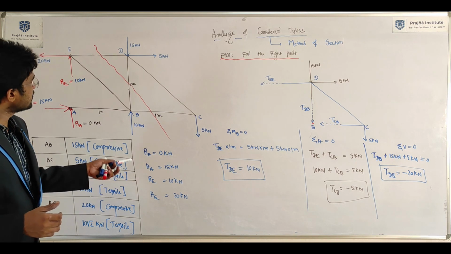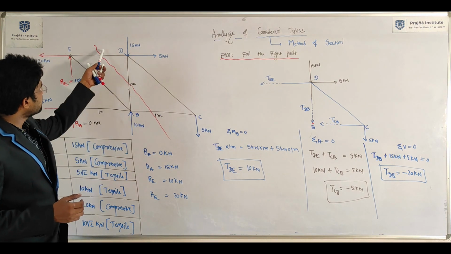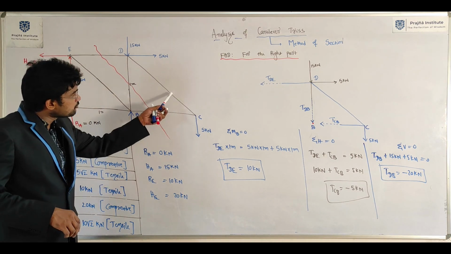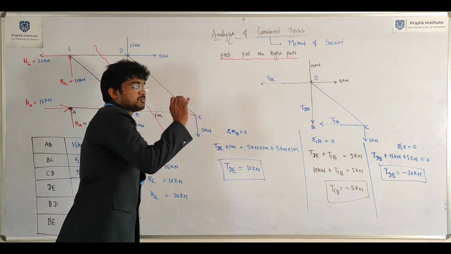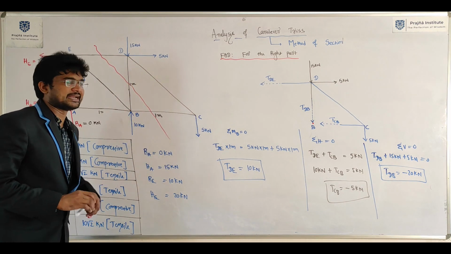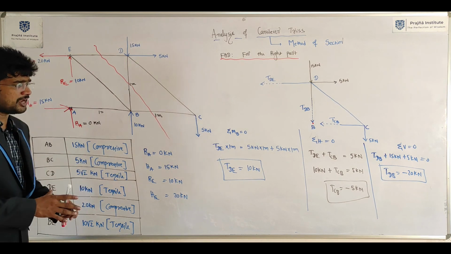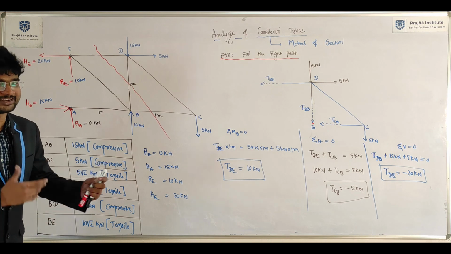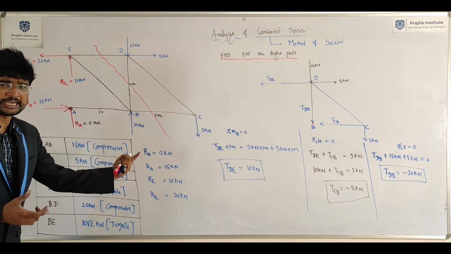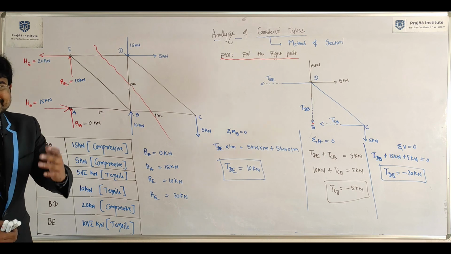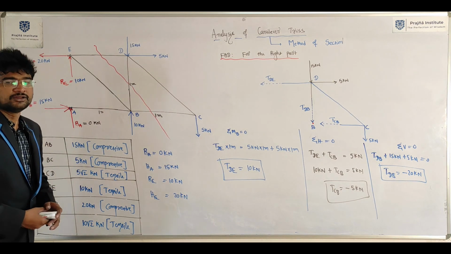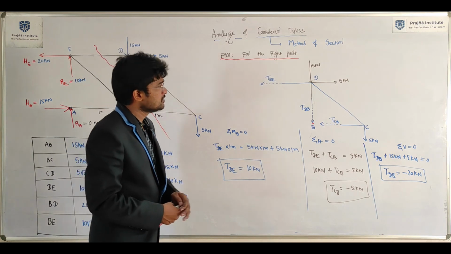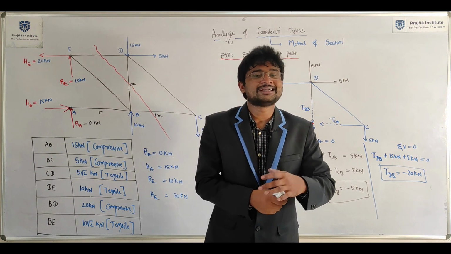Okay, this is the way to determine forces in these three members. So how to determine force in this member? Just draw the free body diagram at joint C, and you will directly get it. So this is the way to do analysis of a cantilever truss by using the method of joints and the method of section. We have two methods to determine support reactions, and those two methods we also discussed in the class. This is all about analysis of a cantilever truss.